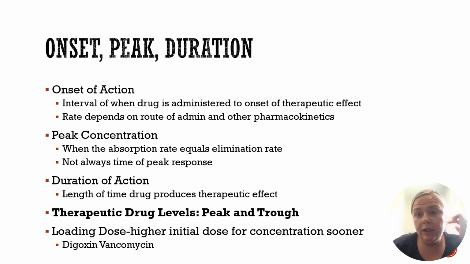Onset, peak, and duration are some factors that you will hear in knowing how often you need to administer a medication, when to anticipate effects, when to know that it's no longer effective, and potential for it to interact with other drugs. So onset is when it is having those therapeutic effects. This can be affected by the route that it's administered and just how it's moving through the body.